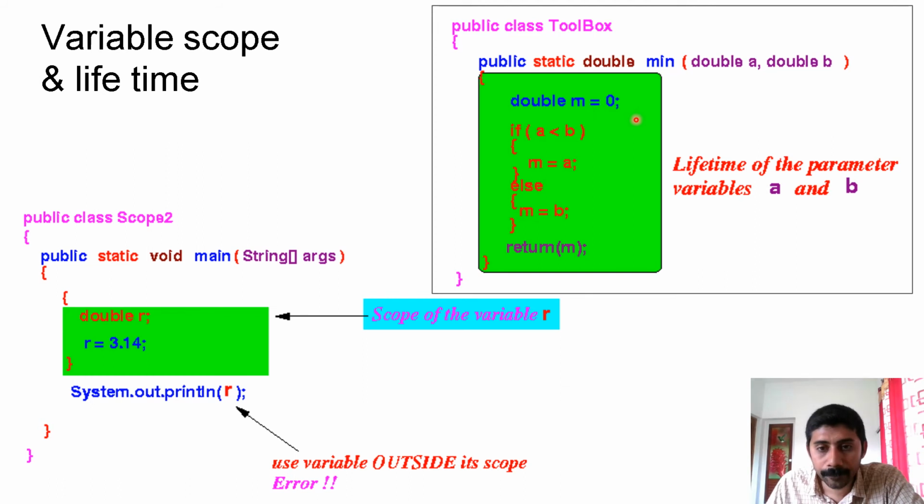Lifetime indicates the duration until which the variables are valid in memory. After the lifetime they are not valid because their storage is either released or not valid anymore. That is nothing but the lifetime. Scope indicates whether they are accessible. So beyond the block it is not accessible.